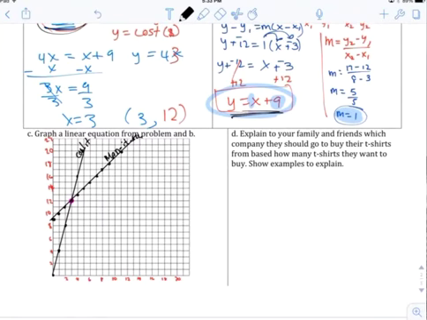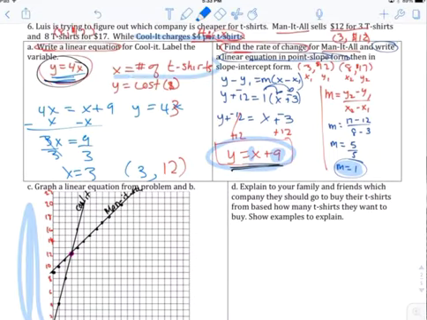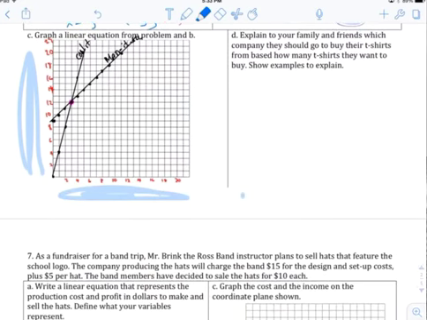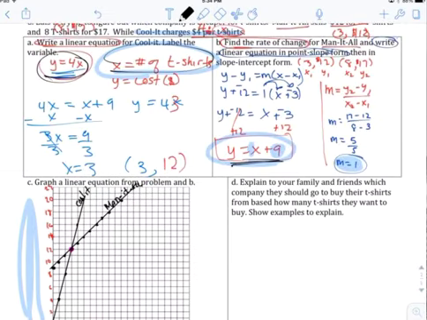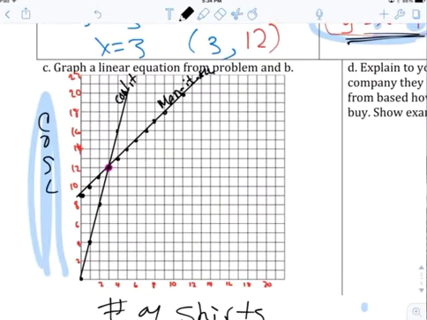And if you do this, you get a 2 only because you're forgetting the independent and dependent variable. X represents number of shirts, so down here you need to write number of shirts. Y is total cost in dollars, so up here write cost in dollar amount, okay?